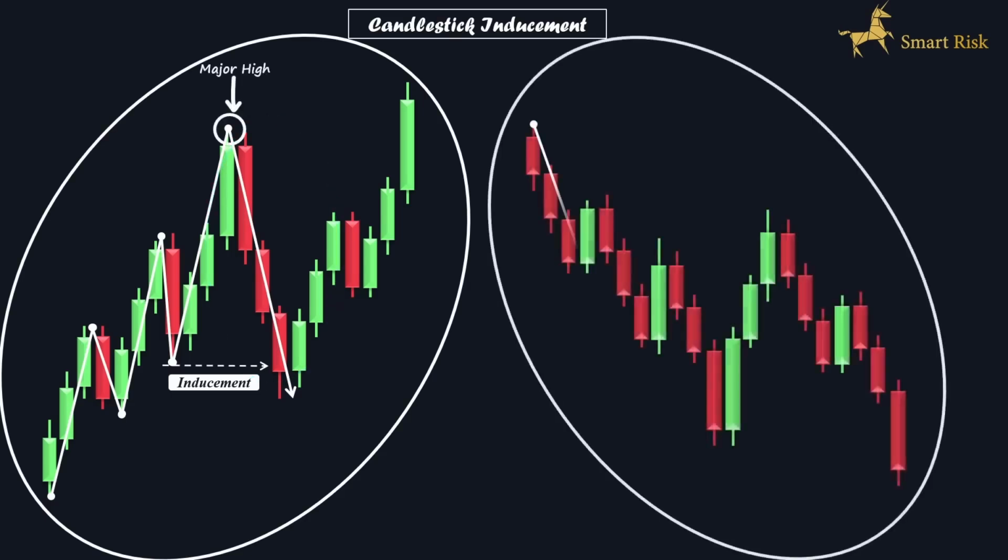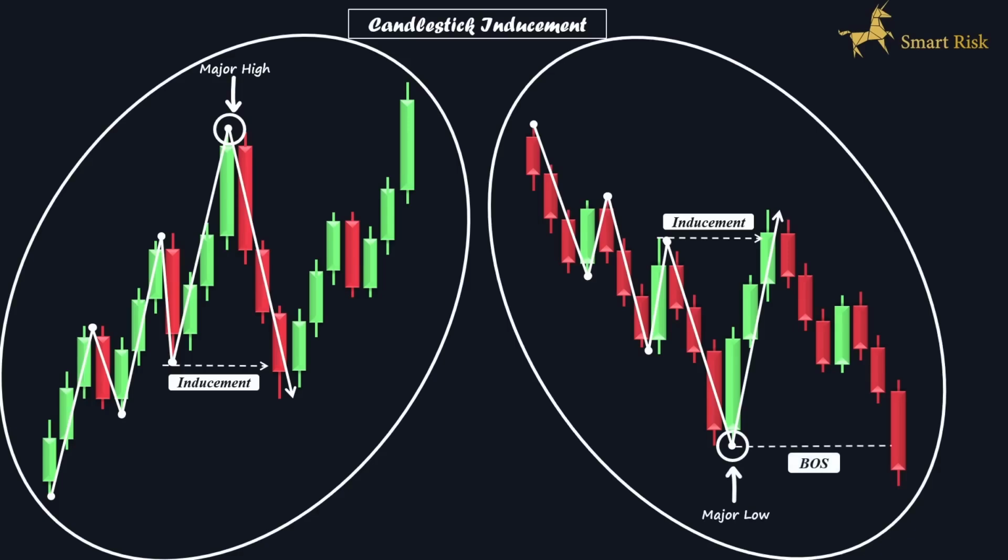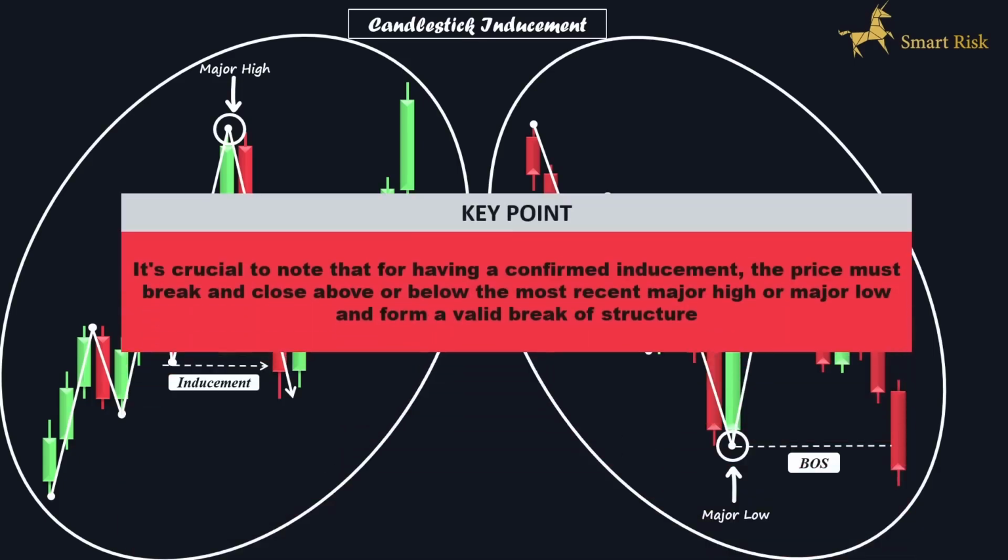Similarly, in a bearish scenario, a valid inducement occurs when the price breaks above or effectively sweeps the liquidity above the most recent internal pullback, confirming a new major low and already a new break of structure if the price breaks and closes below the newly confirmed major low. It's crucial to note that for having a confirmed inducement, the price must break and close above or below the most recent major high or major low and form a valid break of structure.